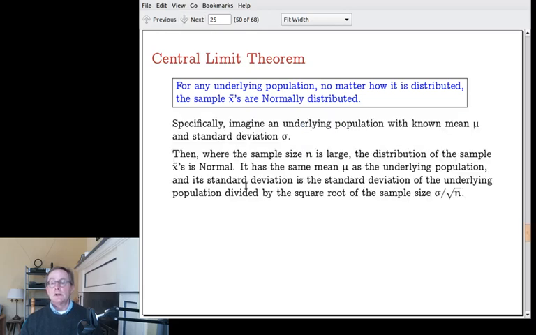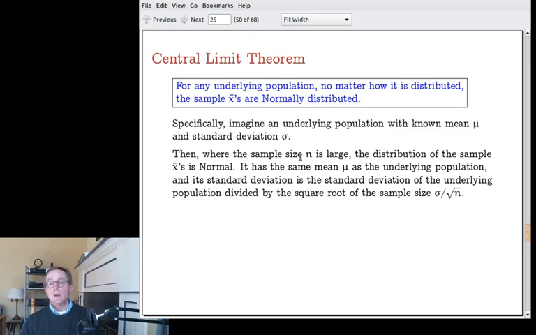So specifically, the sampling distribution is going to be normal. If the underlying population has a mean of mu and a standard deviation of sigma, then the sampling distribution is going to have a mean of mu, same number, and the standard deviation of the sampling distribution is going to be sigma over square root of n.